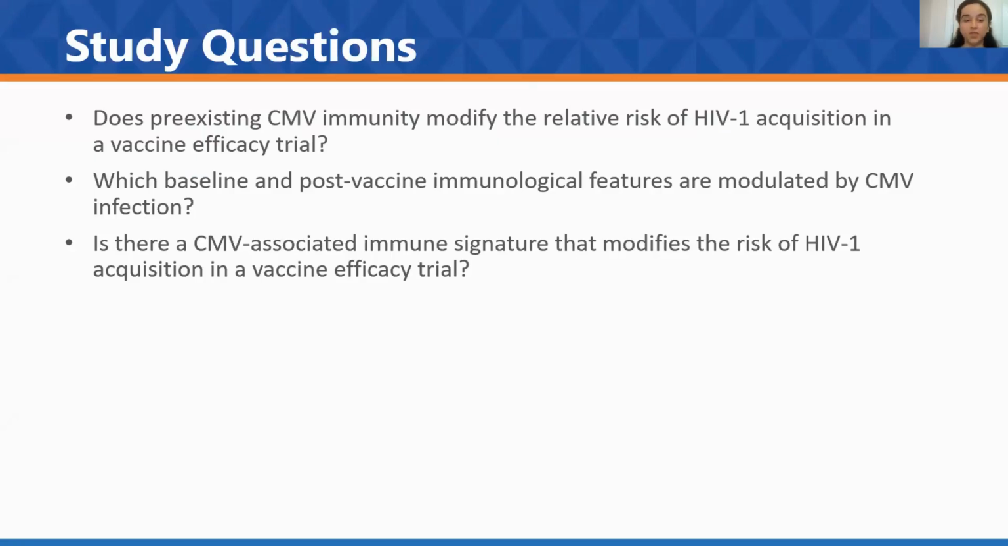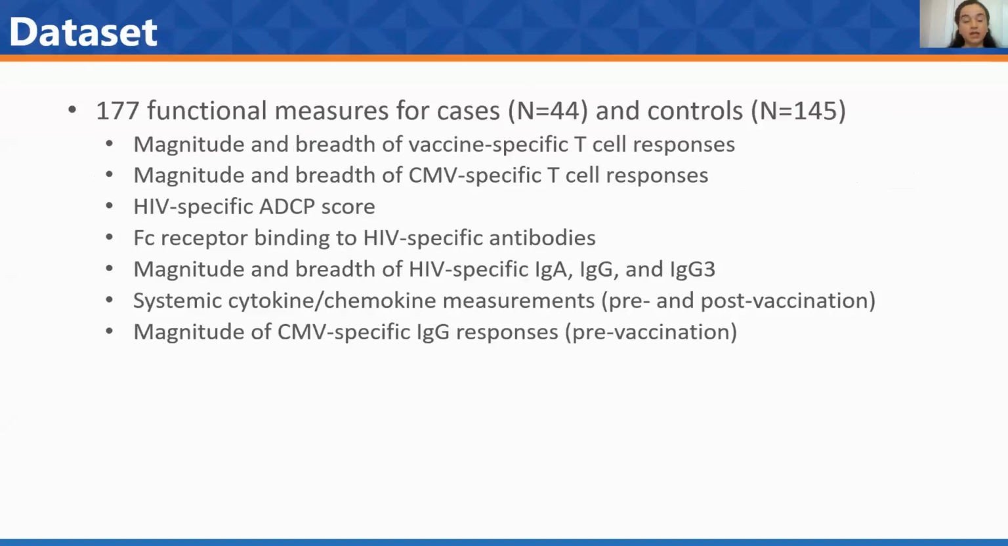that we're looking at? So in order to answer these questions, the data set that we used was 177 functional measures for 44 cases and 145 controls. And some of the immune features that were present in our data set include magnitude and breadth of vaccine-specific and CMV-specific T-cell responses, ADCP scores, the magnitude and breadth of HIV-specific IgA, IgG, and IgG3. Then the last two are the ones that were recently collected during the summer in Tomorrow's lab, and we added them to the mix of the data set that we received.